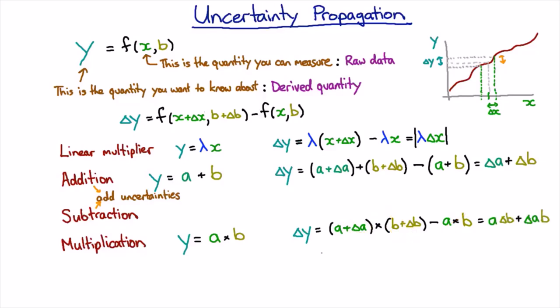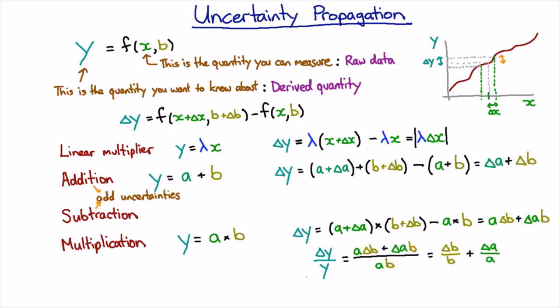And a good way to remember that is to divide both sides by y. So if we have our error in y divided by y, that's going to be what we just worked out, divided by our definition of y in the first place. And so we've got two terms here. And so when we have the first term, the a's are going to cancel. And the second term, the b's are going to cancel.